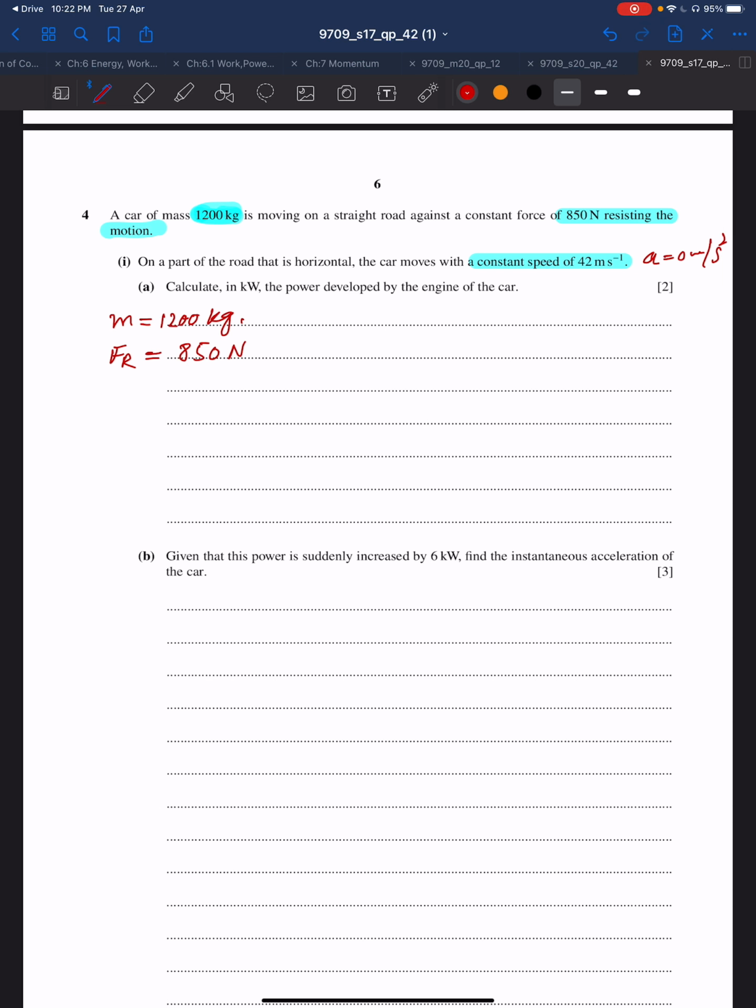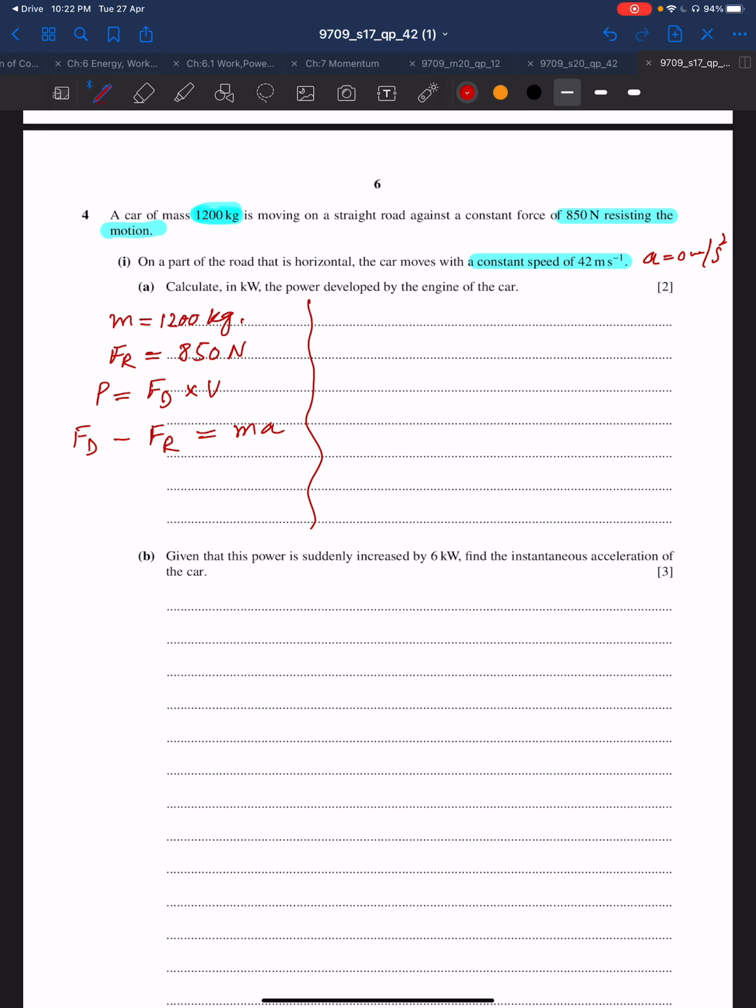So calculate in kW, kilowatt, the power developed by the engine of the car. So we'll find out the driving force and we'll multiply by the constant velocity, because power of the engine is equal to driving force into velocity. We don't have the driving force at the moment. So you know that driving force minus resistance force is equal to net force, MA.